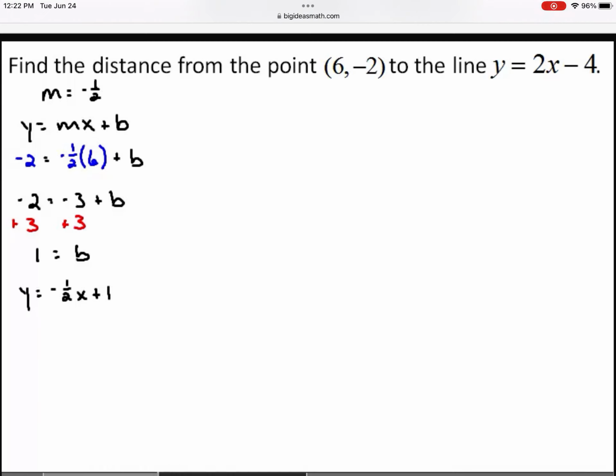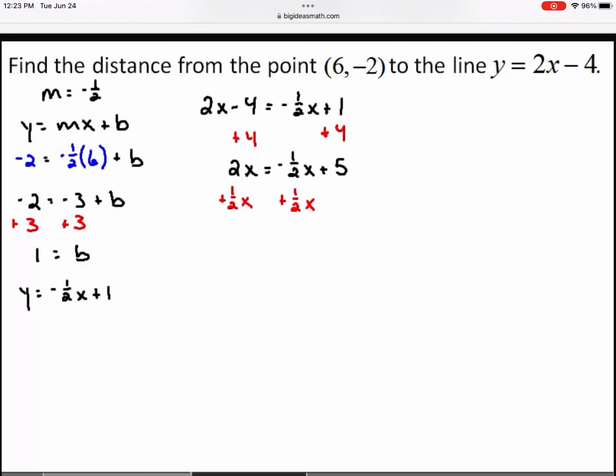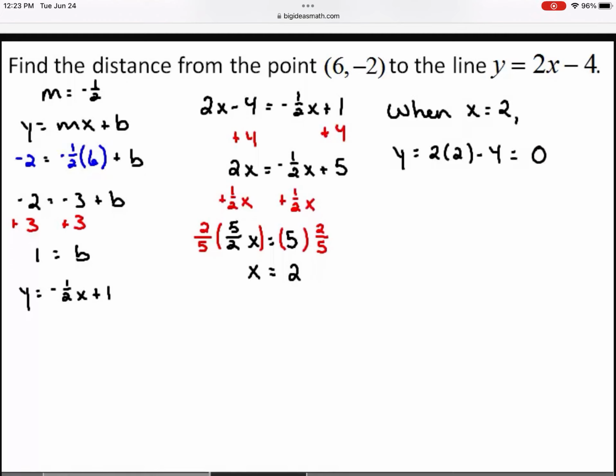Substitute this back into the original equation of your line, y equals 2x minus 4. So 2x minus 4 equals -1/2 x plus 1. Adding 4 to each side gives 2x equals -1/2 x plus 5. Adding 1/2 x to each side gives 5/2 x equals 5. Then multiplying each side by 2/5 gives x equals 2. Then when x equals 2, y equals 2 times 2 minus 4, which equals 0. So the intersection point of your two lines is 2, 0.